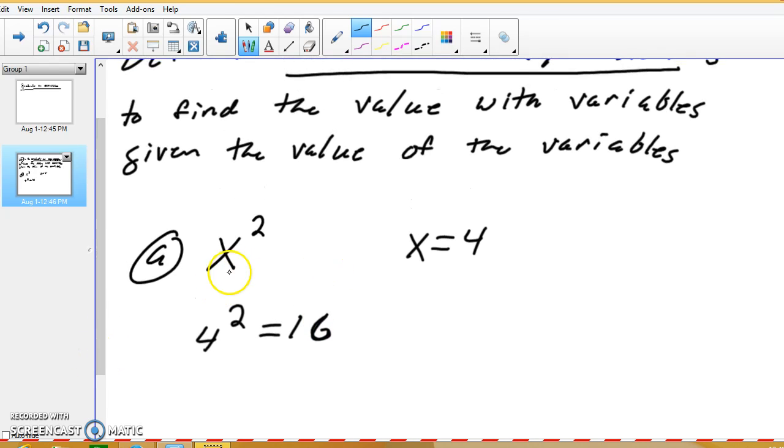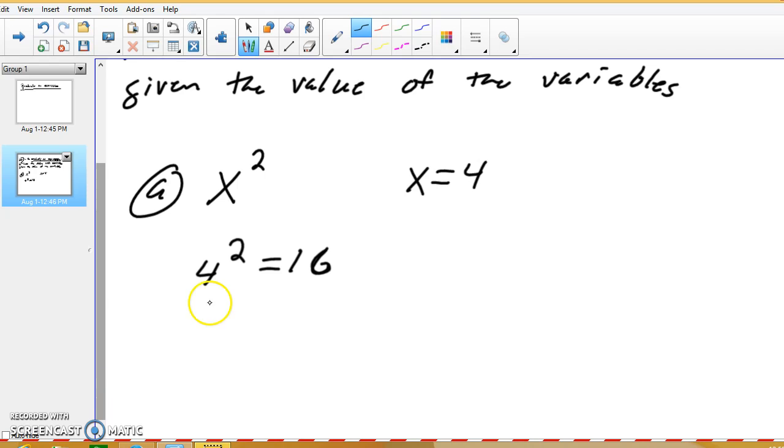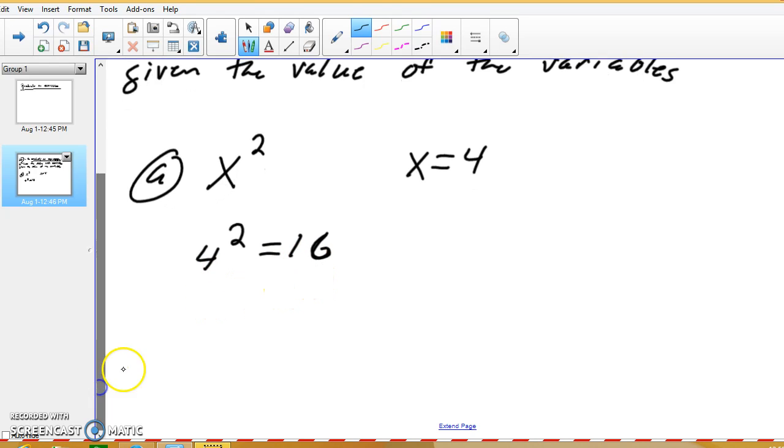So given the expression x squared, where x is equal to 4, the value of the expression, if we were to evaluate it, is 16. Okay, so let's try a different one.